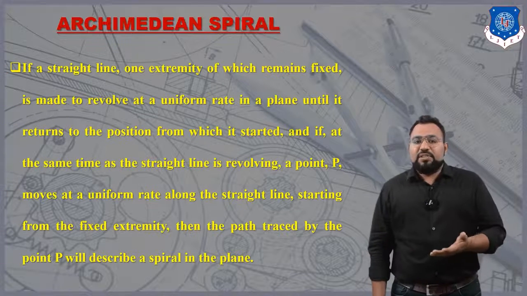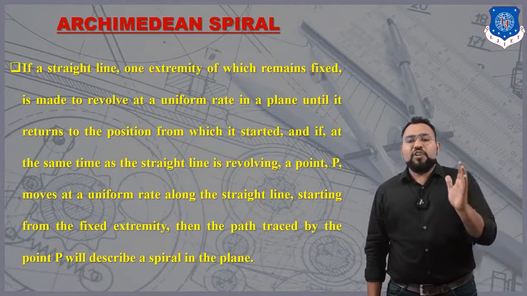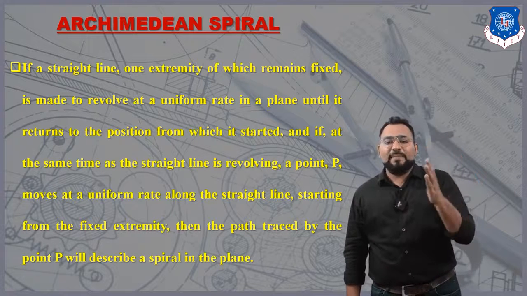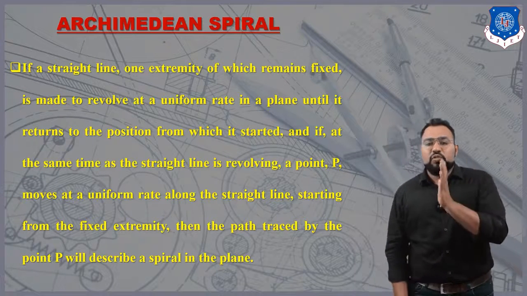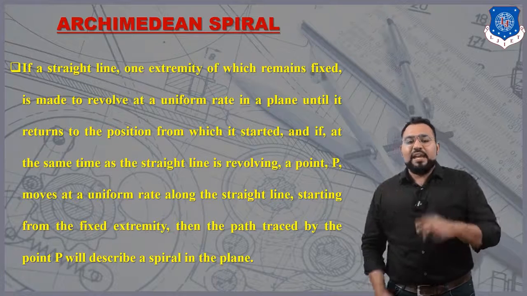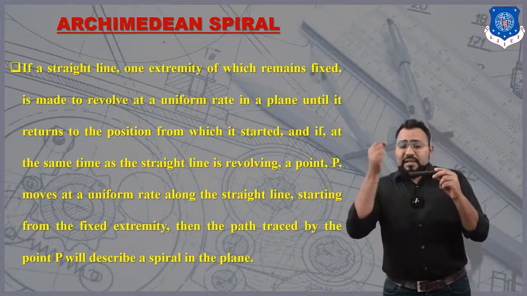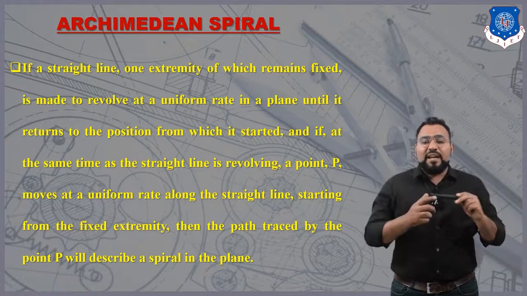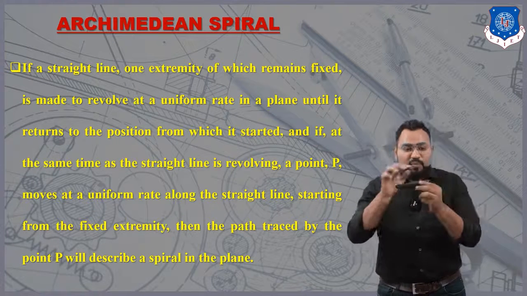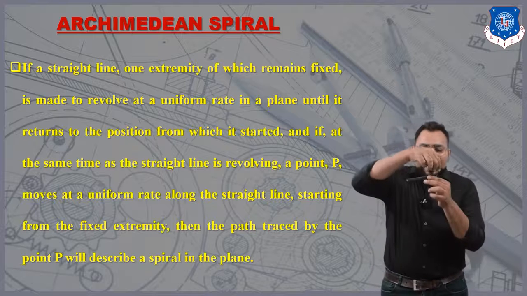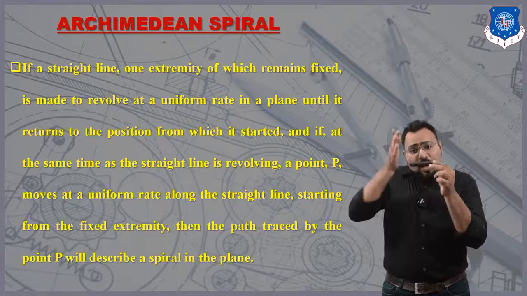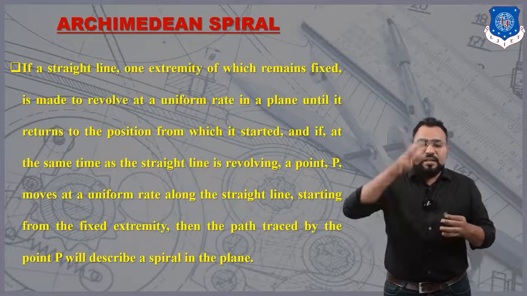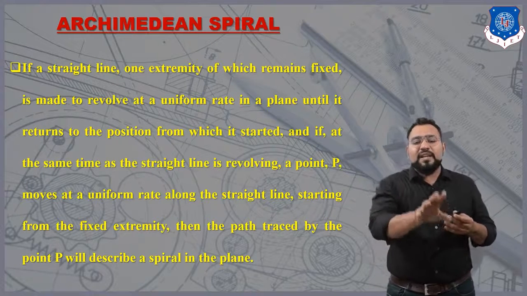Definition, what we have seen in the definition. So if a straight line, one extremity of which remain fixed, is made to revolve at a uniform rate in a plane until it returns to the position from which it started, and if at the same time as the straight line is revolving, a point P moves at a uniform rate along the straight line starting from the fixed extremity. So it is not like starting from the fixed extremity, it can also be moving to the fixed extremity. So it can be both way possible. Then the path traced by the point P will describe a spiral.